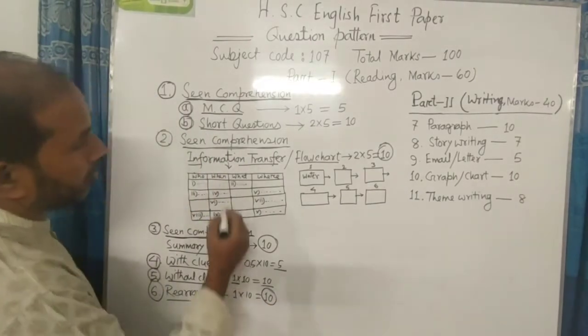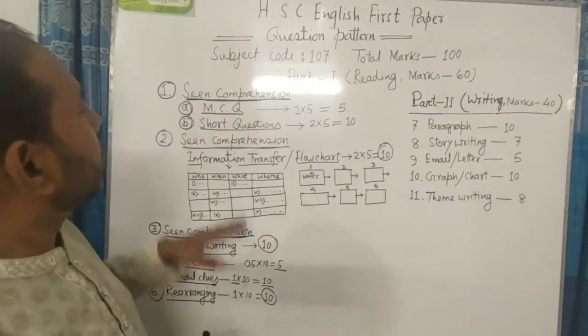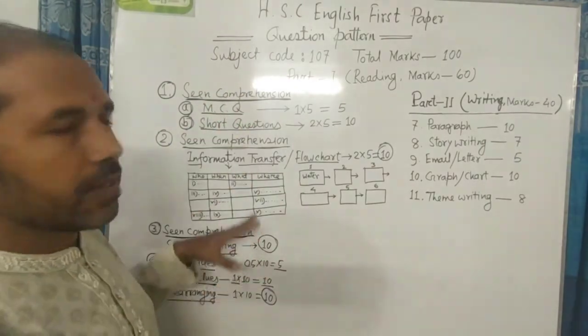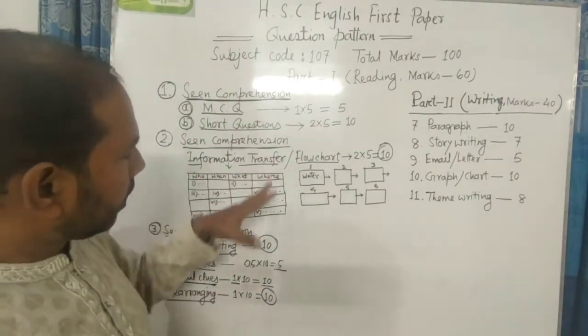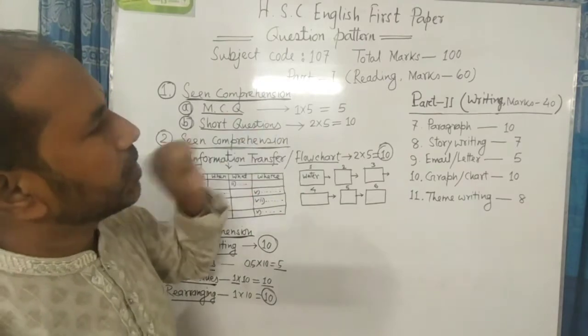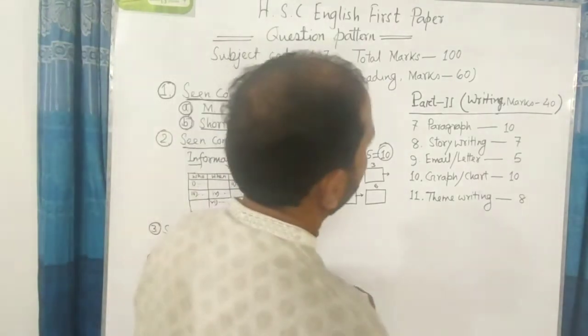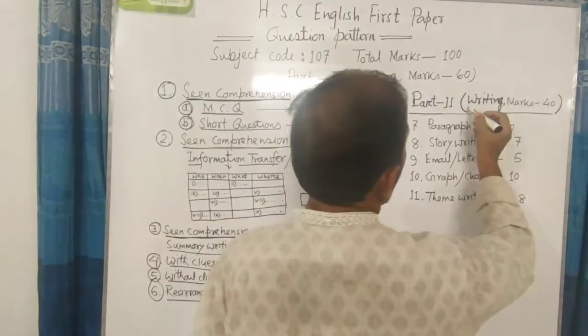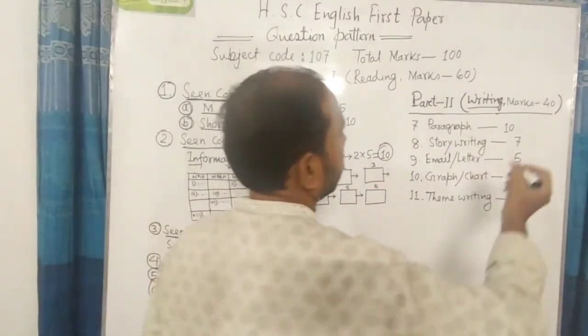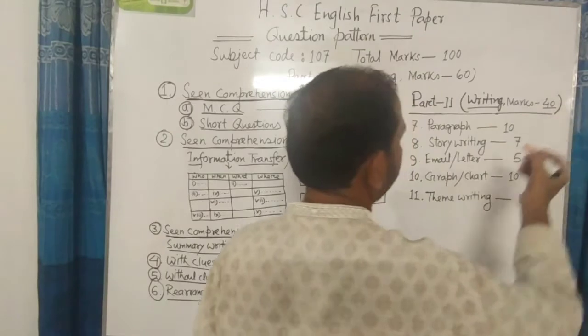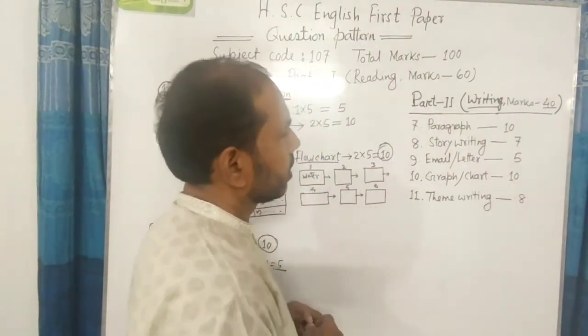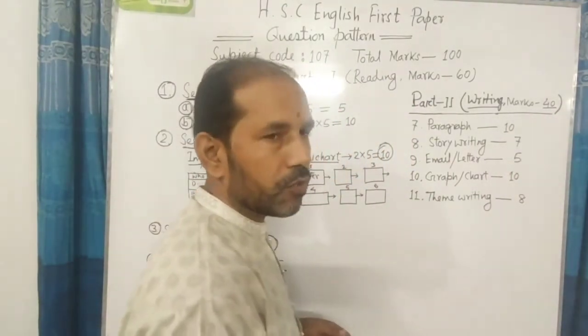Okay. So dear students, here is the ending of part 1. Here is the discussion of part 1, and part 1 carries the marks 60. Okay. I am going to the next part, that is part 2. Here the name of part 2 is writing, and total marks is 40. Okay, now let us see what are the items of part 2.